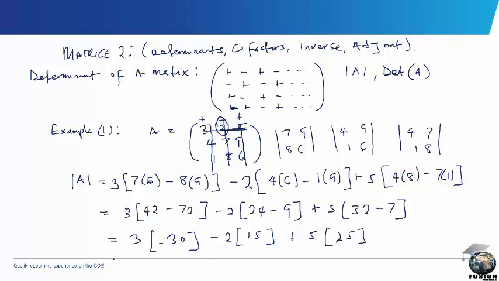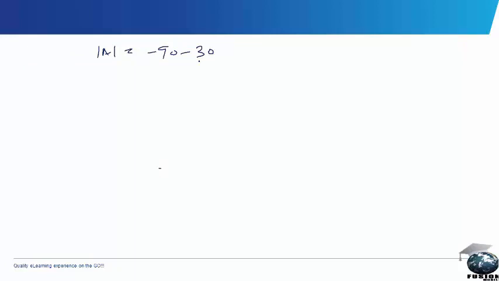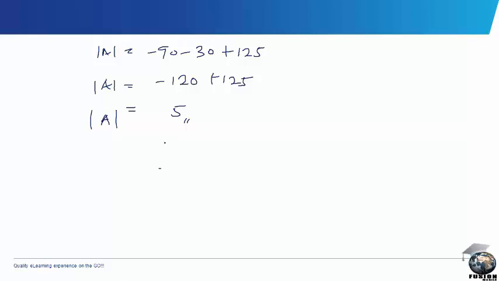So we have minus 3 times 30, which is minus 90. Then minus 2 times 15 is minus 30, and then 5 times 25 is equal to plus 125. So we have the determinant of A is equal to minus 90 minus 30 gives minus 120, plus 125, and adding the two numbers together we have 5. Therefore the determinant of A is equal to 5.